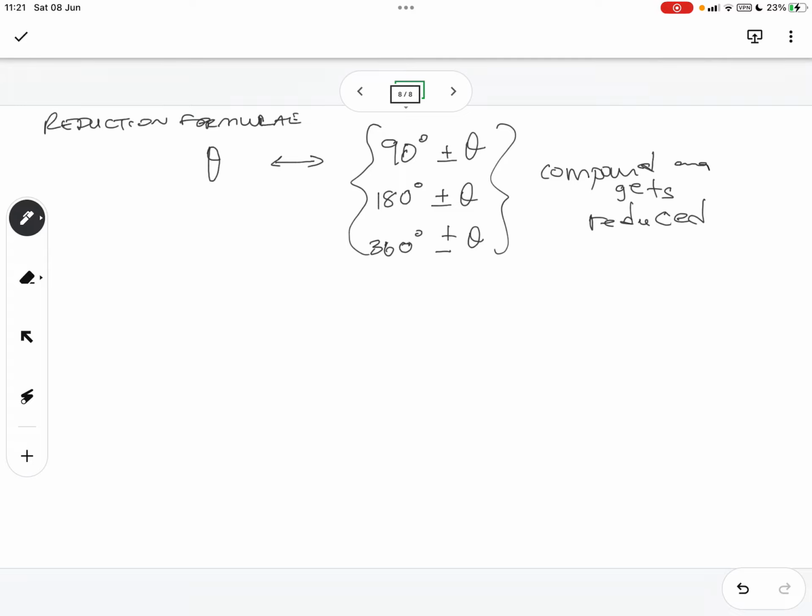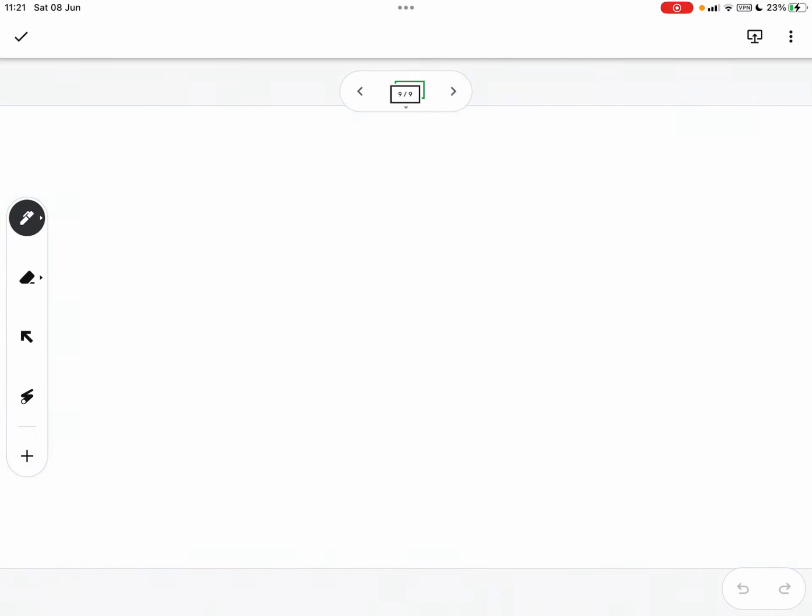But anyway, so compound reduced. So we reduce a compound angle, and it gets reduced to just a simple angle. We'll call it simple angle for lack of a better word. All right, and then here there is a bit of an investigation we must look at.